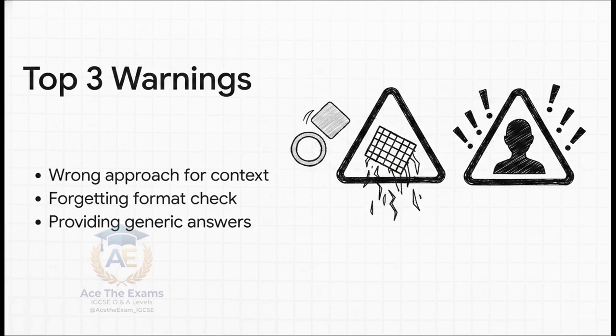Warning number 2, forgetting to check format and presentation. A beautifully calculated cash book that is missing proper headings or dates will lose massive method marks. The math doesn't save you if the format is broken.